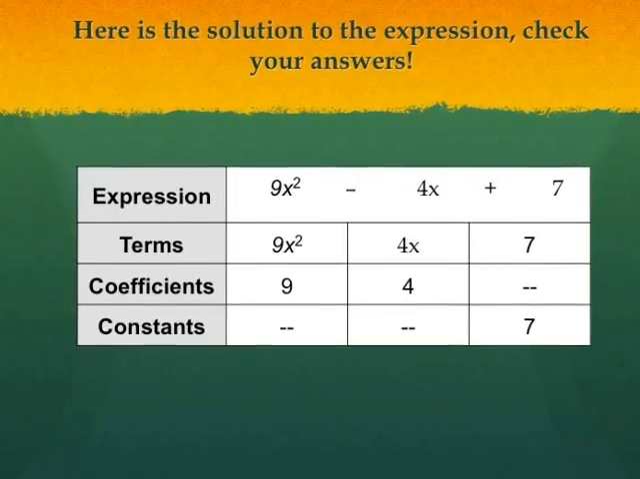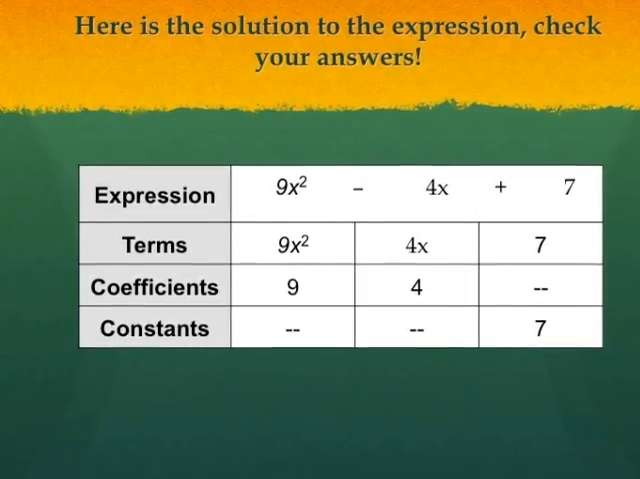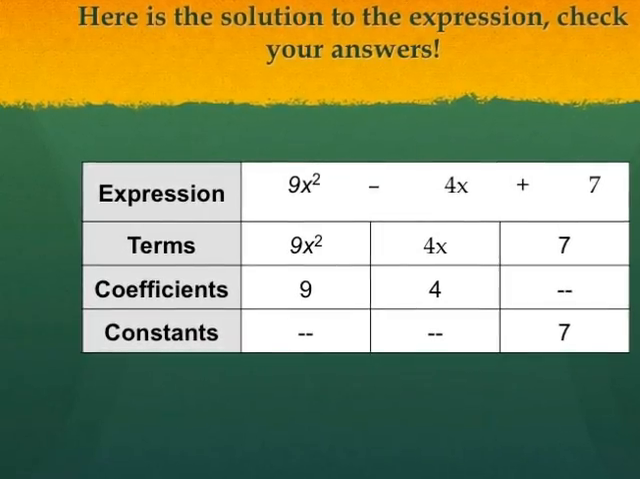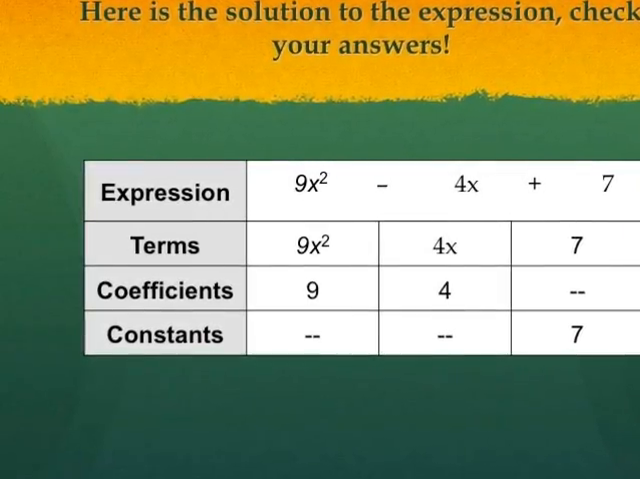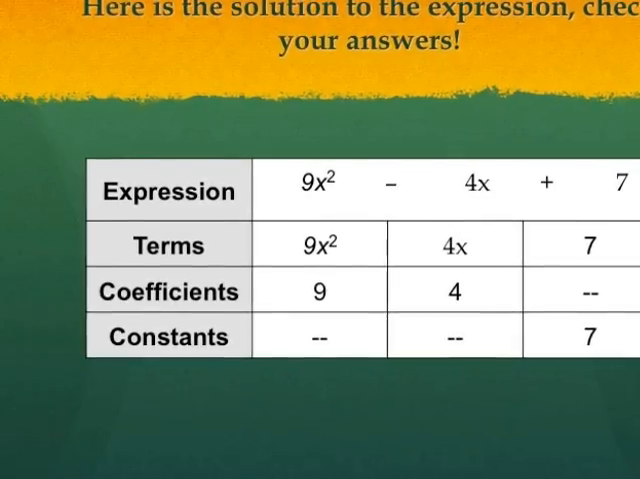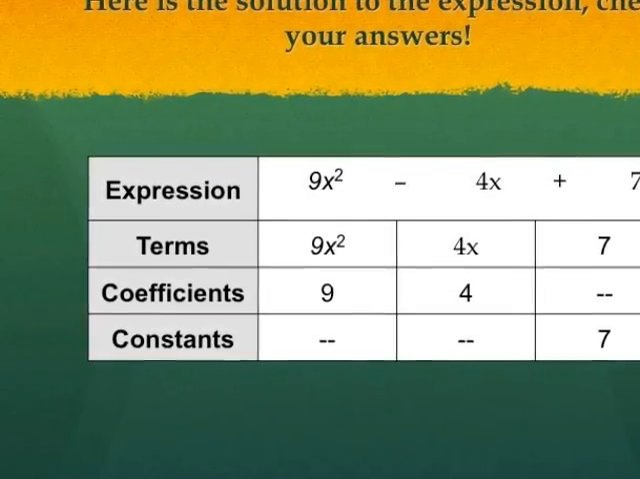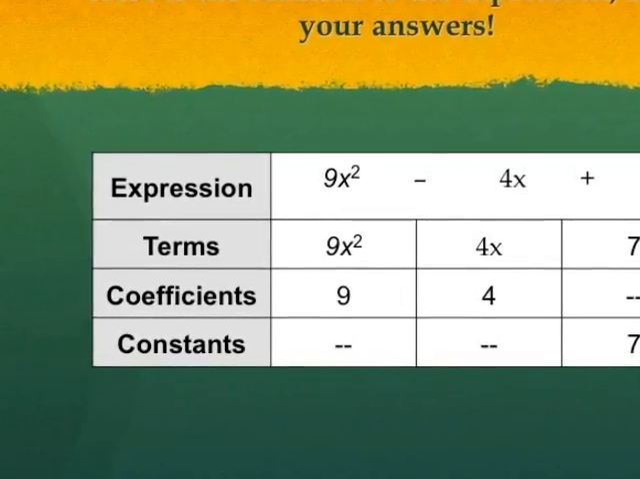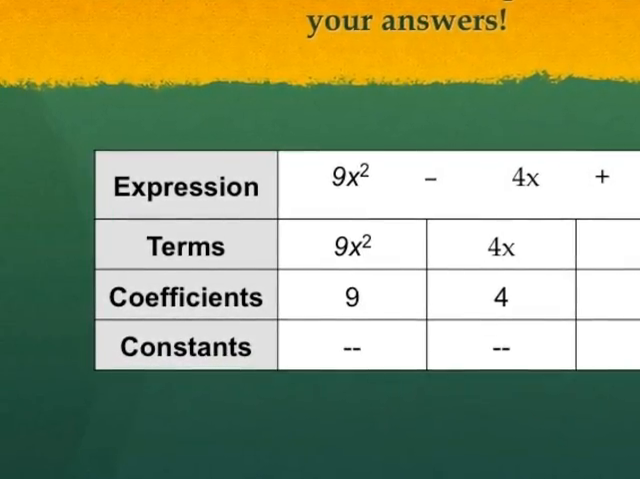Here are the solutions for the expression. Let's check your answer. For the expression 9x squared minus 4x plus 7, the terms are 9x squared, 4x, and 7. The coefficients are 9 and 4. The constant is 7.